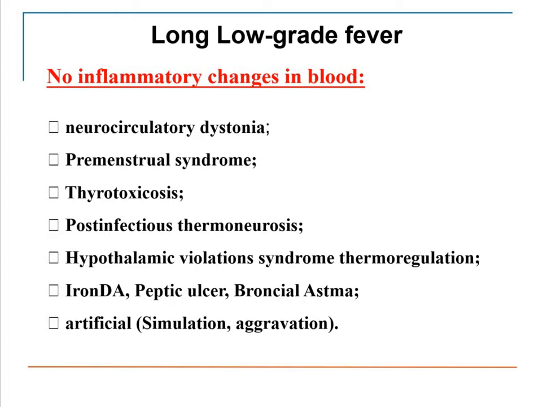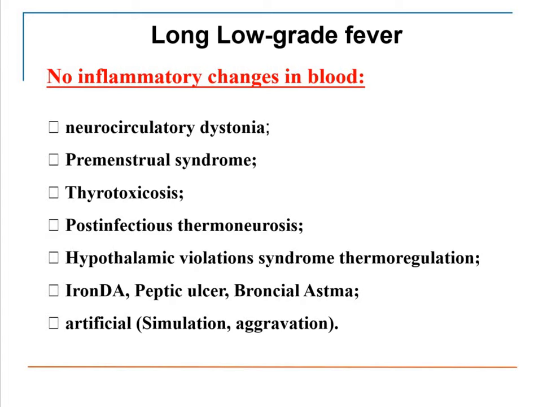There are 2 large groups of patients with long low-grade fever. First group includes patients without inflammatory changes in common blood count, and second group includes patients with inflammatory changes in blood. So the first group, no inflammatory changes in blood. It could be urocirculatory dystonia, premenstrual syndrome, thyrotoxicosis, post-infarctual thermoneurosis, hypothalamic syndrome of thermoregulation violation, iron deficiency anemia, peptic ulcer, and bronchial asthma.